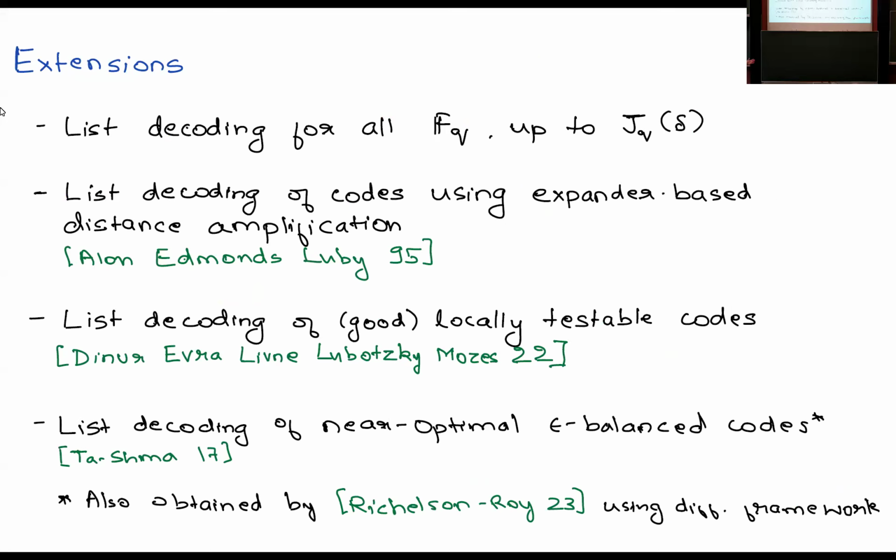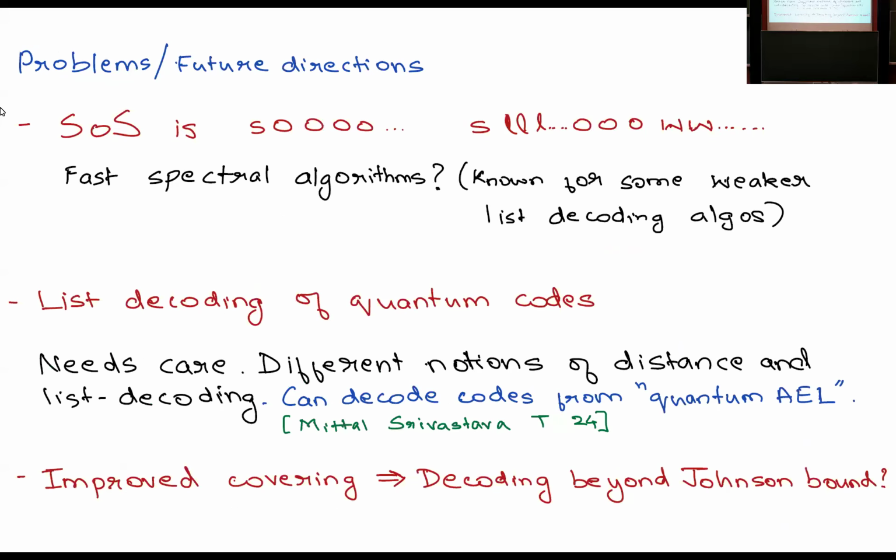And this can be extended to lots of other codes, some of which we did know decoding algorithms for through more specific frameworks, some of them we didn't. But yeah, this is an idea which works more generally whenever you can write the distance proof with the sum of squares. And yeah, I'll stop there.